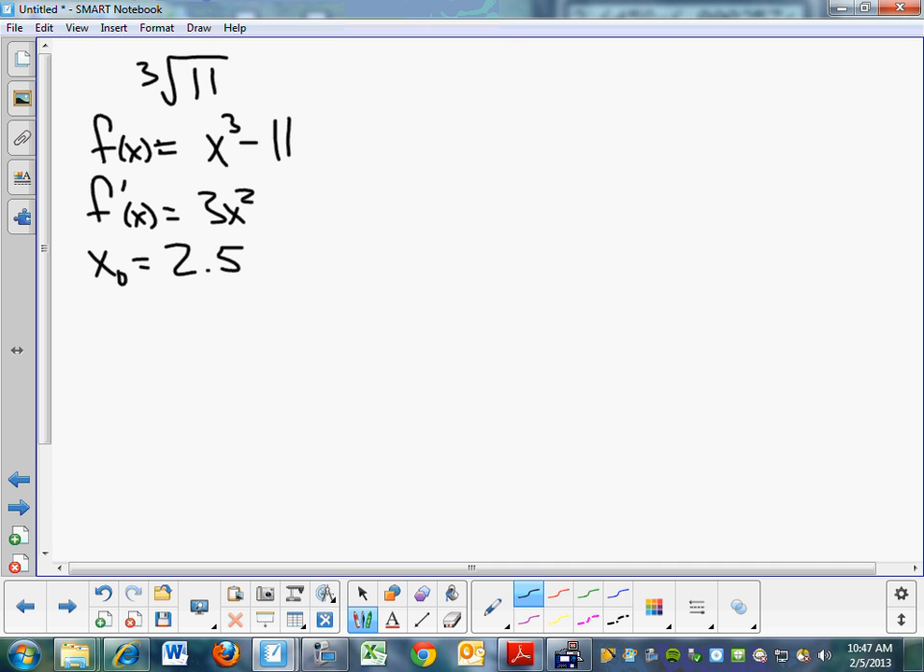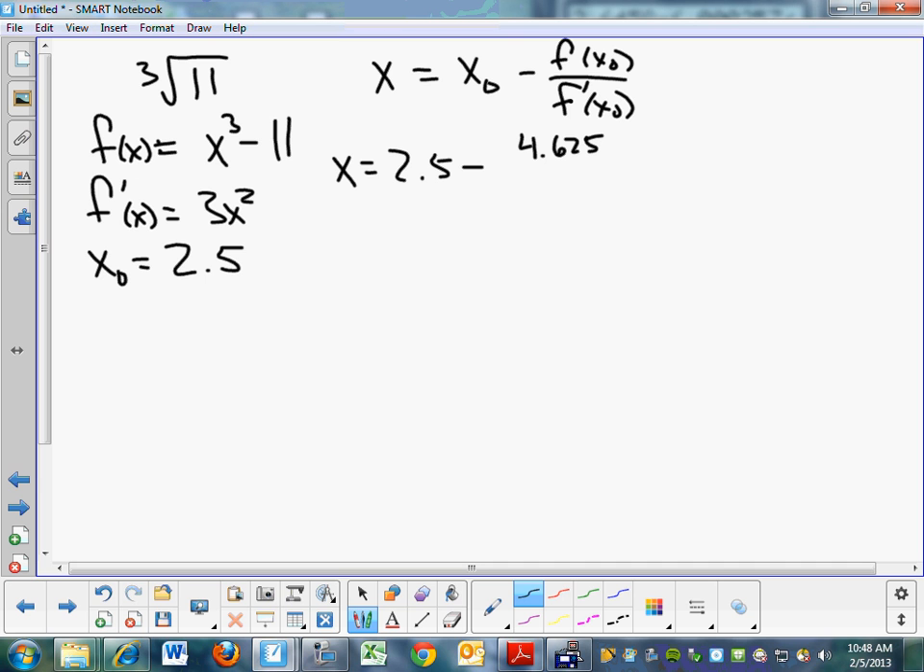Okay, 2.5. So we set up Newton's method, which says our new guess is equal to our initial guess minus f of x sub 0 divided by f prime of x sub 0. So x is 2.5 minus 4.625. And it's okay, you guys, at this part, if you don't write 4 decimal places or you write more, it just may take you longer to actually narrow in on it. So that's kind of up to you, okay?